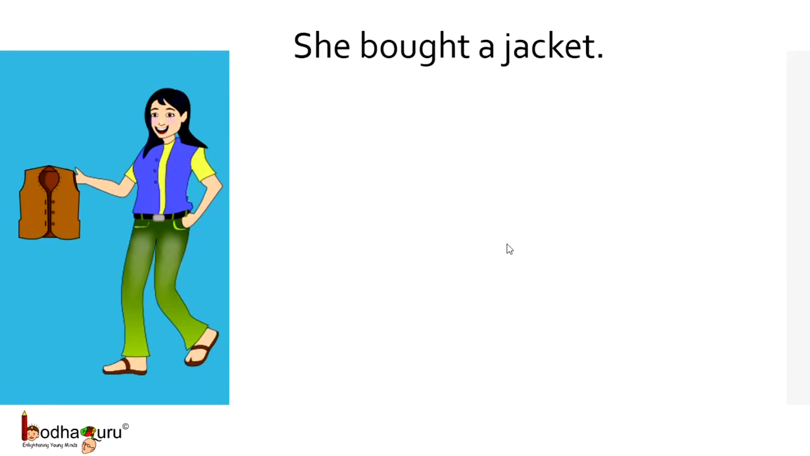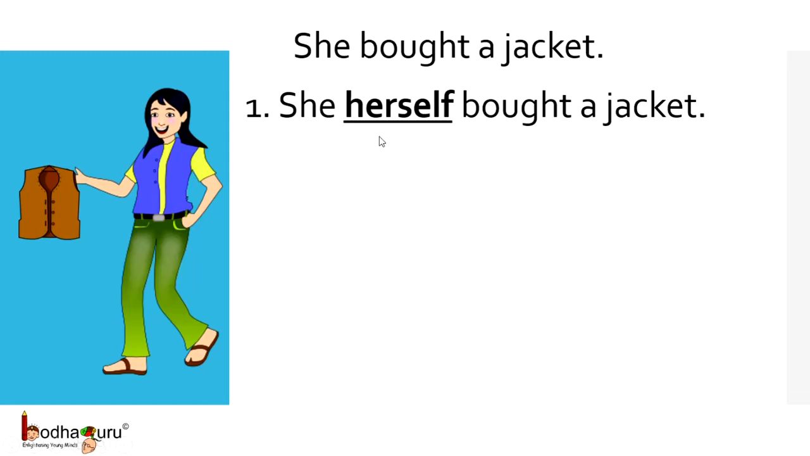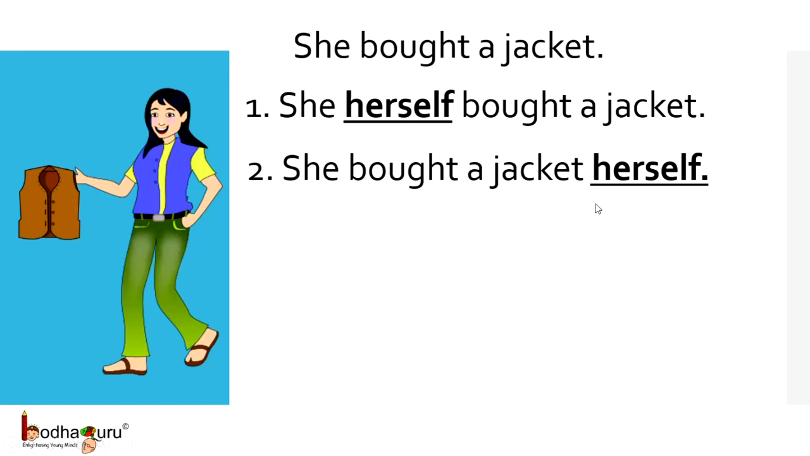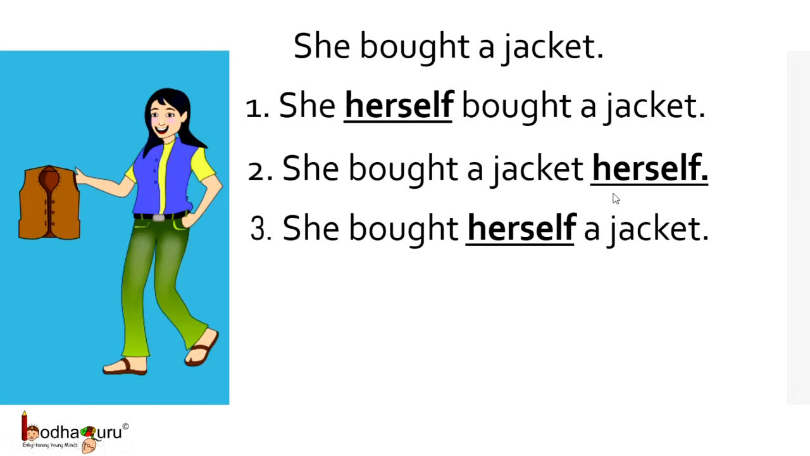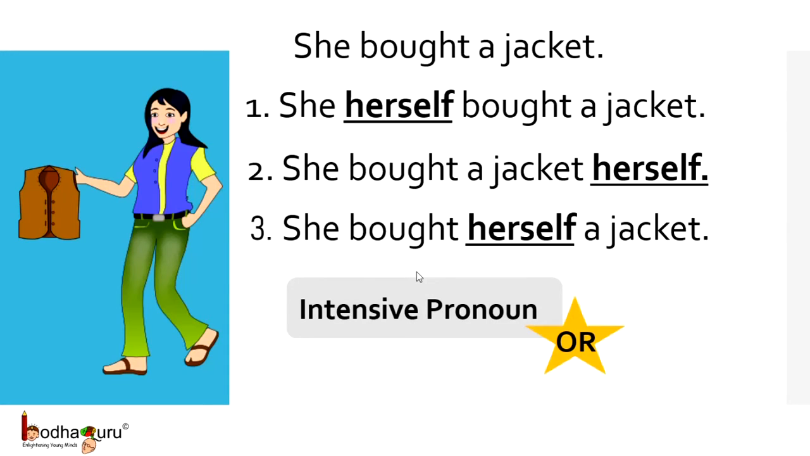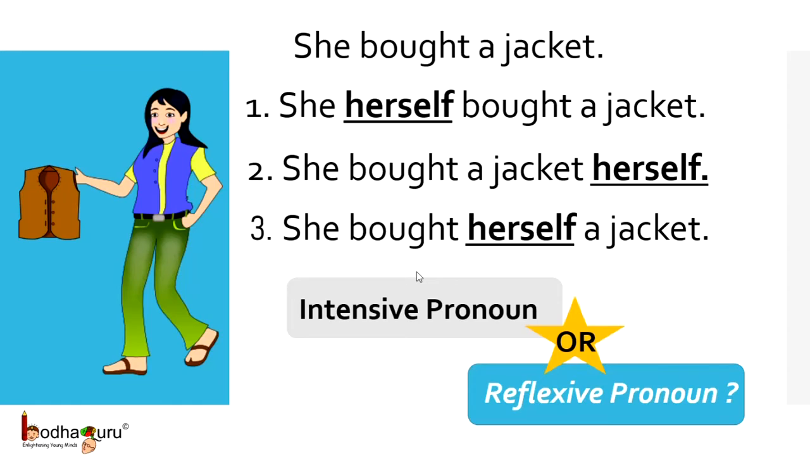She bought a jacket. Now, let's add herself in this sentence, and there are three possibilities. 1. She herself bought a jacket. 2. She bought a jacket herself. 3. She bought herself a jacket. Now in these cases, it could either be an intensive pronoun or it could be a reflexive pronoun. So how do we identify this?